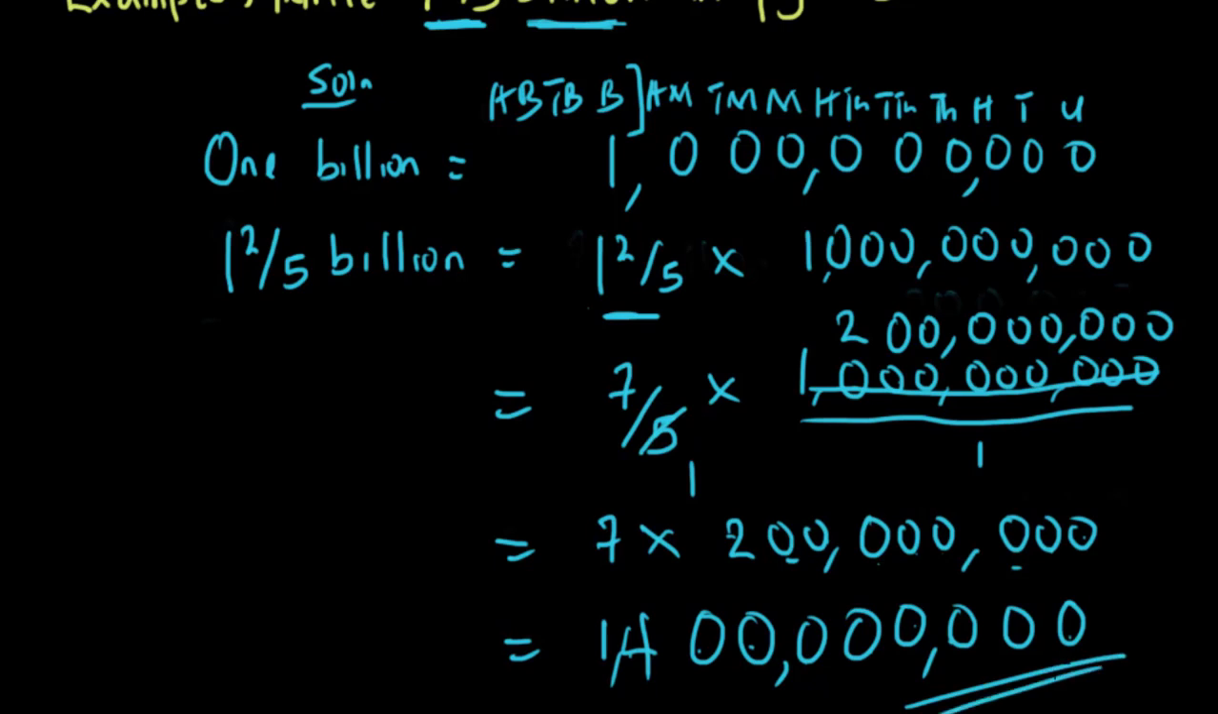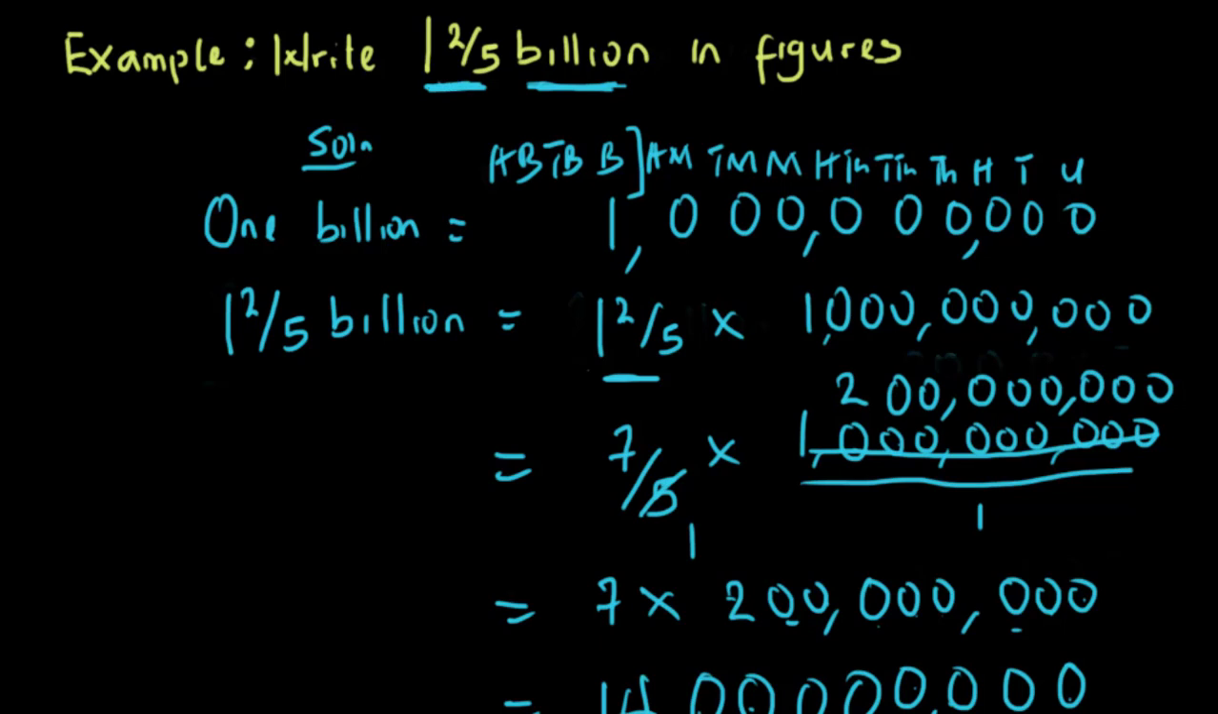I hope you understand. Now don't forget, if you have a fraction of a million, all you need to do is the fraction times 1 million. And if you have a fraction of a billion, all you need to do is the fraction times 1 billion.